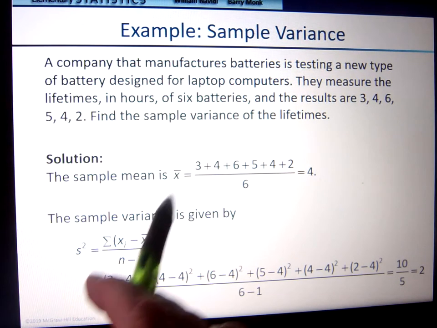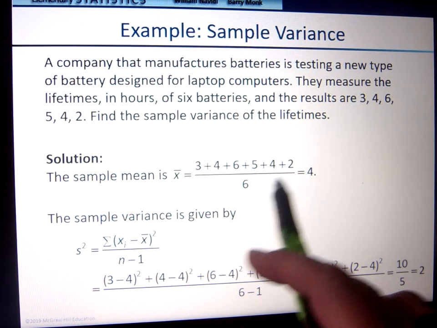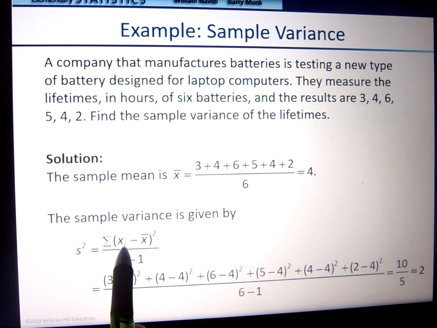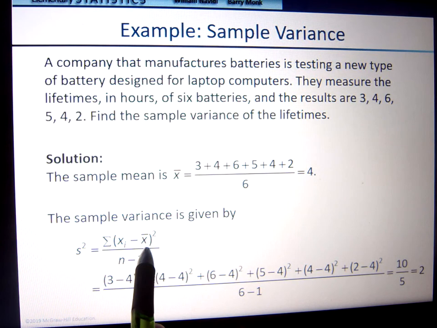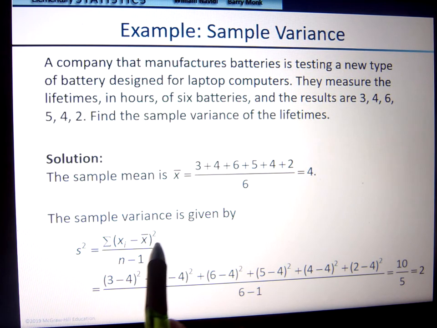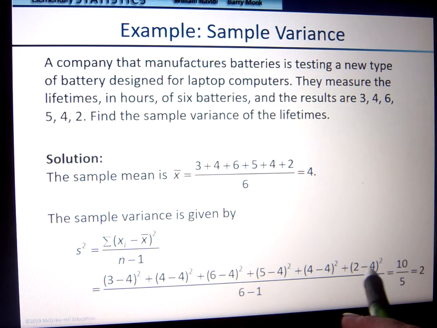So remember, the mean is now x bar. Add them all together, divide by the 6, I get 4. Now for my sample variance, I take each one of those and subtract the mean. So 3 minus 4, 4 minus 4, 6 minus 4, 5 minus 4, 4 minus 4, and 2 minus 4. After I do that, I'm going to square each one. And then instead of dividing by 6, I'm going to divide by 6 minus 1, and my sample variance will be 2.